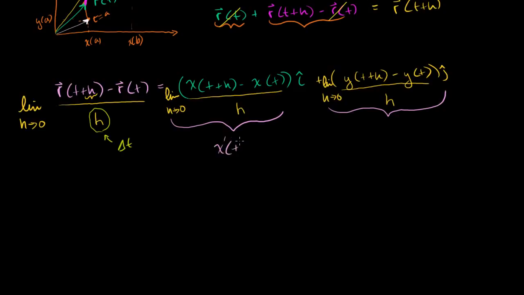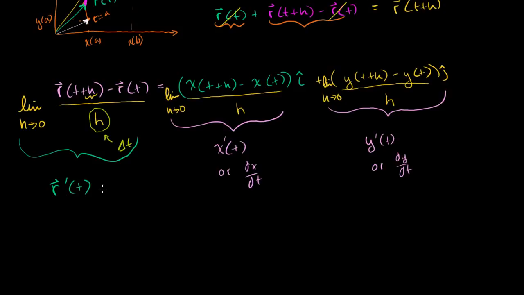This is x prime of t, or this is dx dt. This right here is y prime of t, or we could write that as dy dt. So all of a sudden we can say, and I'm being a little hand wavy here, but I want to give you the intuition more than anything, that we can call this expression the derivative of my vector valued function r with respect to t, or we could call it dr dt. Notice I keep the vector signs there.